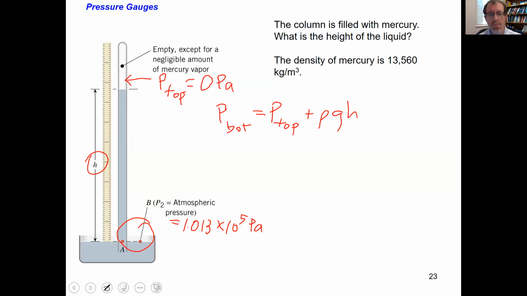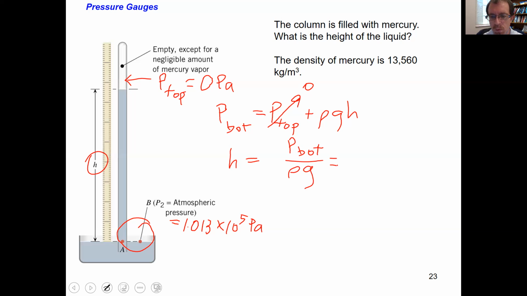There we go. P bottom is equal to P top plus rho g h. Now the pressure at the top is 0 pascals, so we'll just get rid of that. And then if we rearrange this equation and solve for h, we'll see that h is equal to P bottom over rho g.